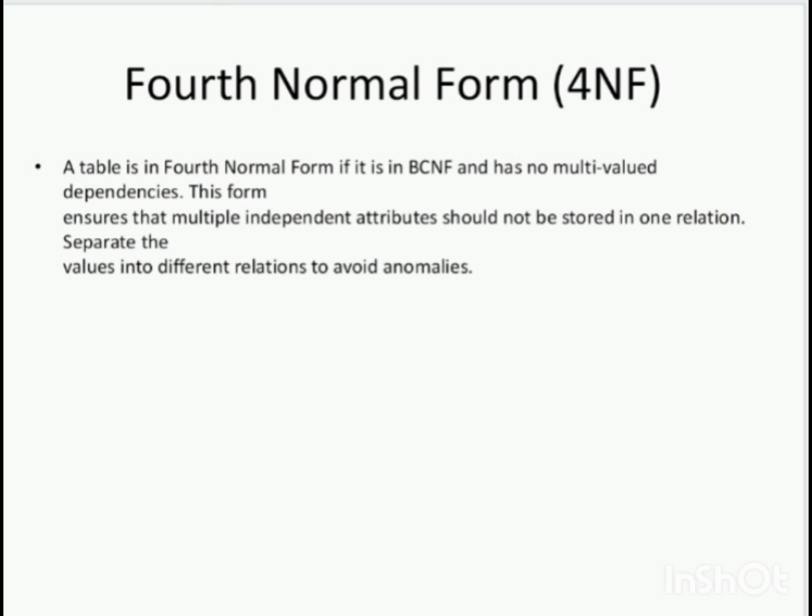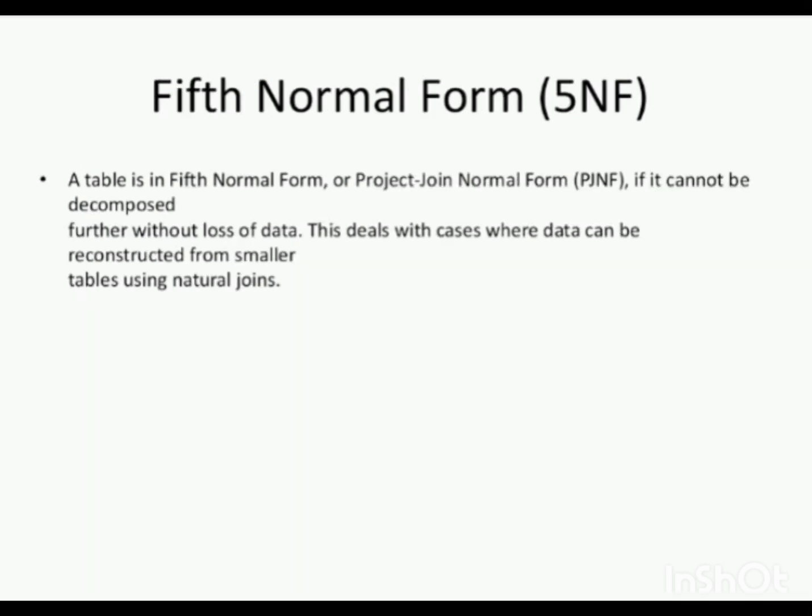Next, fifth normal form. Fifth normal form is also called project-join normal form. It cannot be decomposed further without losing data. It deals with the case where the data can be reconstructed from smaller tables using natural join.